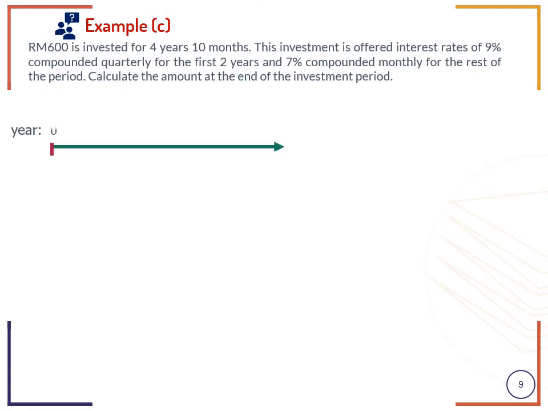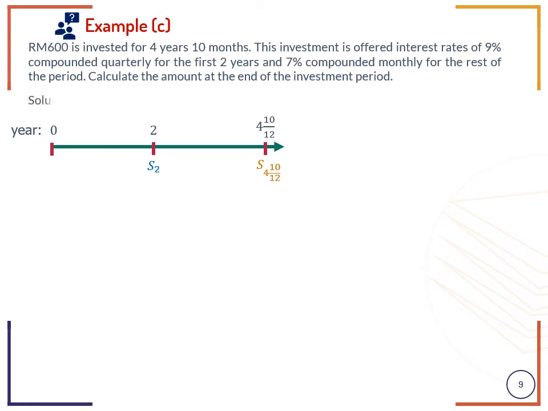Look at another example, example C. 600 is invested for 4 years, 10 months. This investment is offered an interest rate of 9% compounded quarterly for the first 2 years and 7% compounded monthly for the rest of the period. Calculate the amount at the end of the investment period.